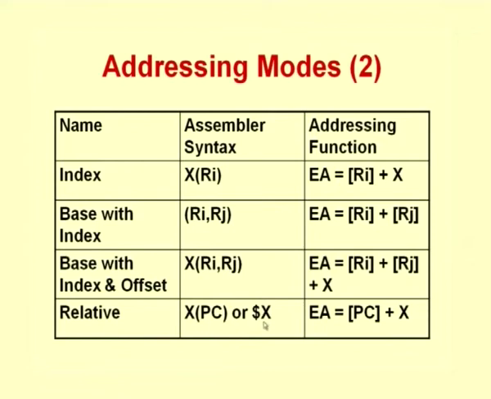Now, this PC value may or may not be specified explicitly in the instruction. If it is implicit, you may have a format like this which just specifies $x, which indicates that this is a relative addressing mode and this value x will have to be added with the PC in order to arrive at the effective address. So, these are the index based addressing modes.